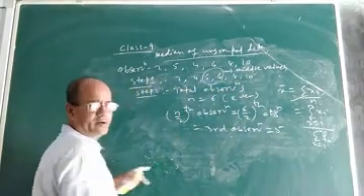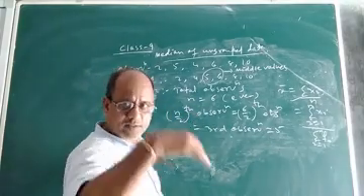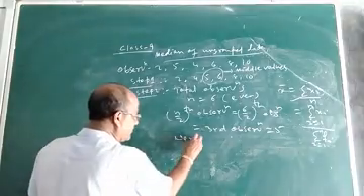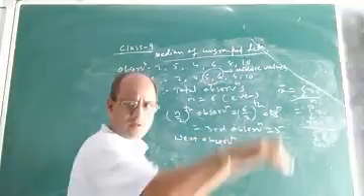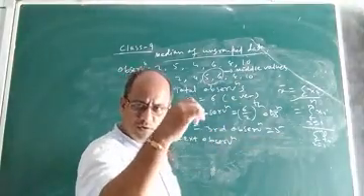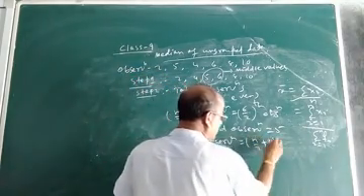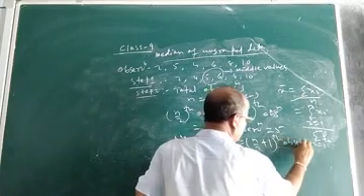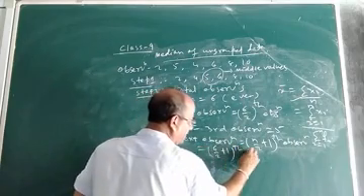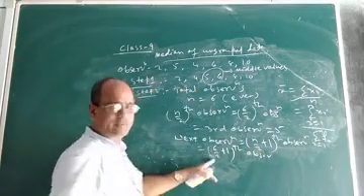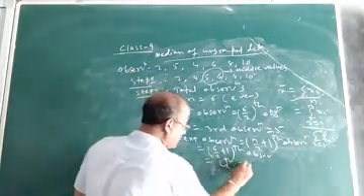Then find the next observation, the n by 2 plus 1th observation. That means 6 by 2 plus 1. 6 by 2 is 3, and 3 plus 1 is 4. That means the fourth observation.